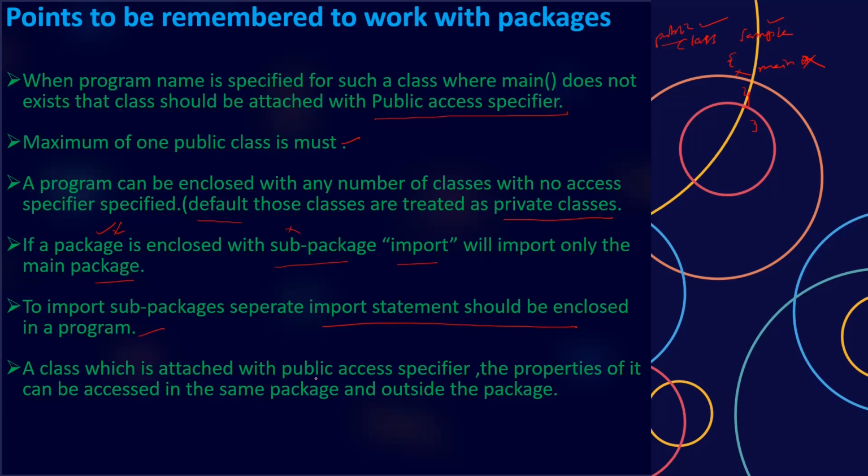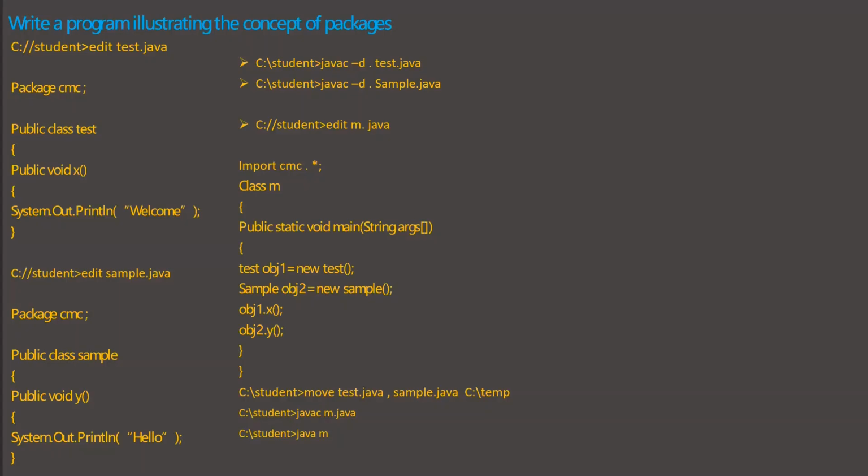A class which is attached with the public access specifier, its properties can be accessed in the same package and outside the package as well. That is the same in terms of your package, right? Public can be accessed inside as well as outside the package. Next, this is an example illustrating the concept of packages.